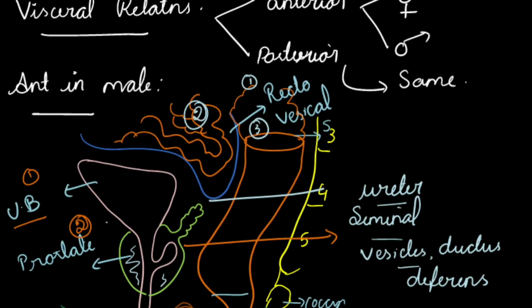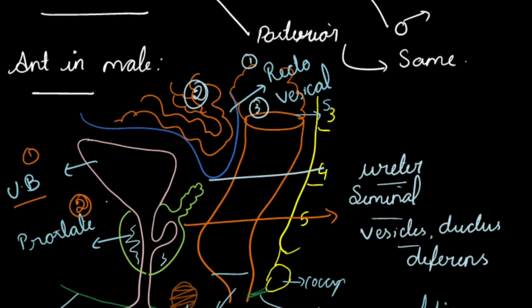In the visceral relations, we will see anterior and posterior. The anterior is different for male and female, and the posterior is the same for both. Let's see the anterior relationship in the male. Here the rectum is divided into the upper two thirds and lower one third. The upper two thirds is related anteriorly to the rectovesical pouch, then the coils of intestine, and then the sigmoid colon. In the lower one third, we have the urinary bladder, then the prostate, then the seminal vesicles, then the ductus deferens and ureter. And this is the anococcygeal ligament, and here come the sacrum, coccyx, and perineal body.